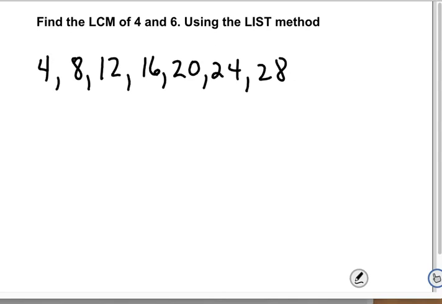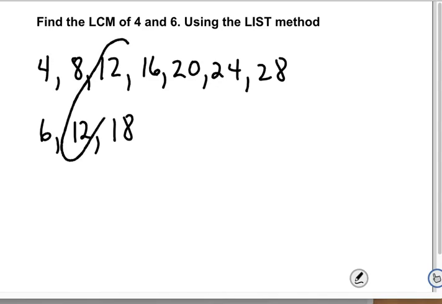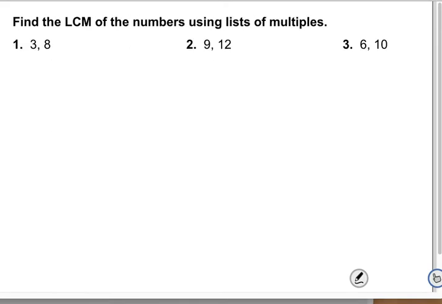Yeah, because if I look at 6 now, I've got 6, 12, 18. Do I already have what I'm looking for? Right there. The LCM of 4 and 6 is 12. Okay? Pretty simple. Could this take a long time though? Yes. It could. Let's find out if you can do it.